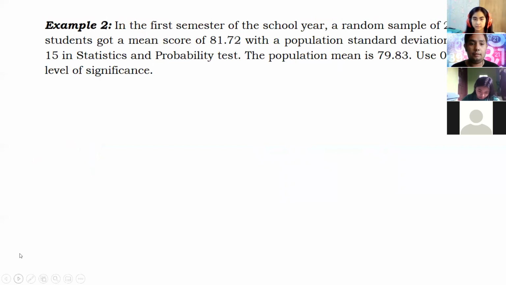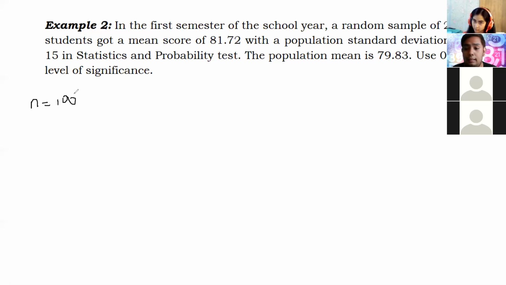Okay, let's have this one naman. So let's identify the different given bago tayo ang magsasagot. In the first semester, the school year, a random sample of 200. So our n, it's very much given that our n is equals to 100. Given that n is 100, it's automatic that we'll be using the z-test. Diba? Z-test agad yan kasi n agad yan. So, identify lang natin yung mga given dito.